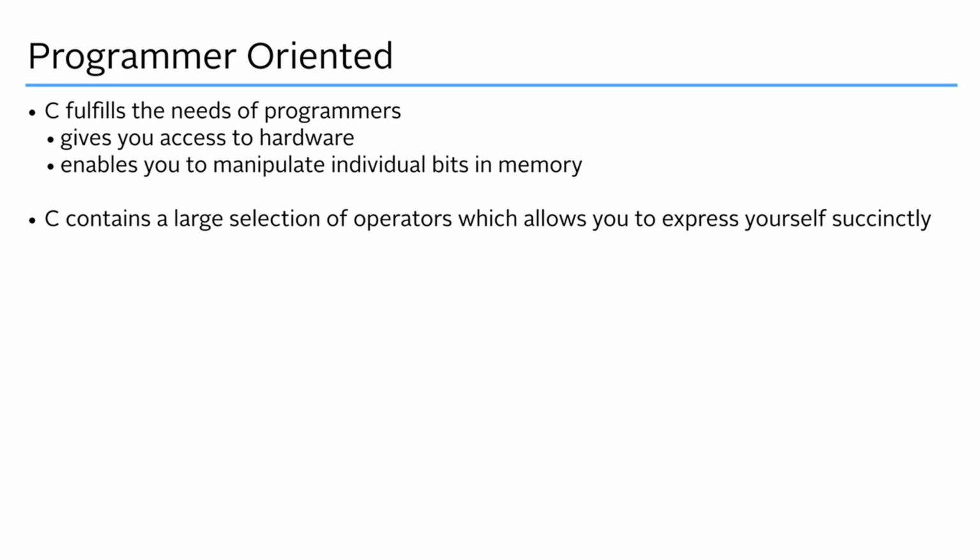It contains a large selection of operators, which allow you to express yourself succinctly. Now, this means we don't know what an operator is yet, but an operator can be things like adding and subtracting mathematical operators or assignment operators, assigning data to memory. And the more operators you have, the more you can express yourself in your code. And so a language feature of being more programmer-oriented is this list of operators, which we're going to talk about in a lot more detail.